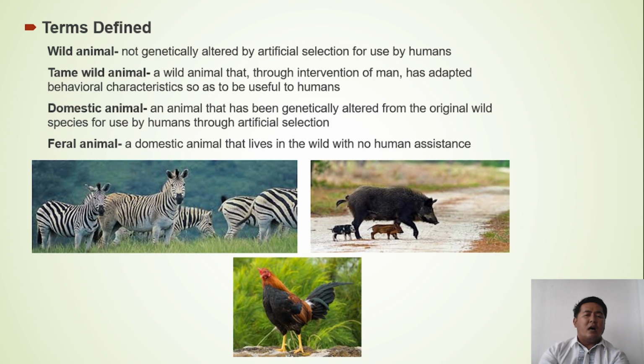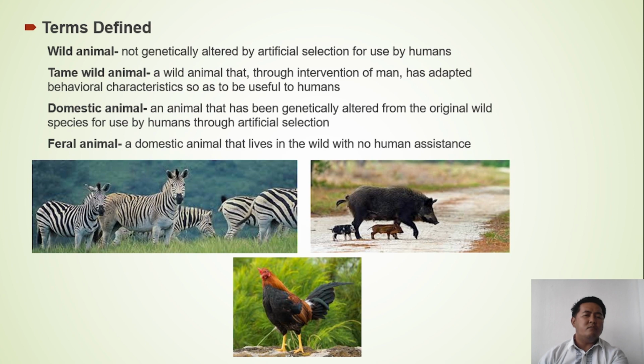Wild animals are animals not genetically altered by artificial selection for use by humans. So wild animals have no interaction with humans. Wala nato sila gi-breed, no? Wala nato sila gipugos og kaon. So these are wild animals, kanang mga lasang na hayop. Okay? So those are wild animals.